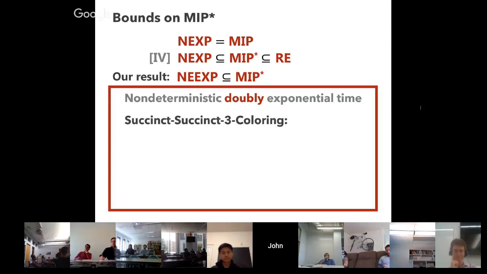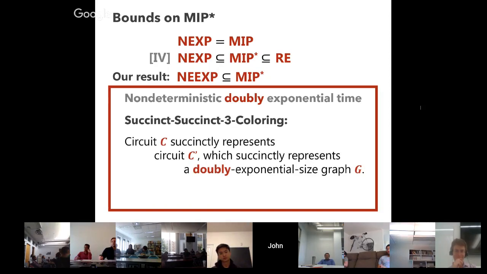Okay, what's a complete problem for this class? Well, just like we had succinct 3 coloring for NEXP, here we have succinct 3 coloring. It's a pretty ridiculous problem. You'd never consider it naturally, but here it is anyway.